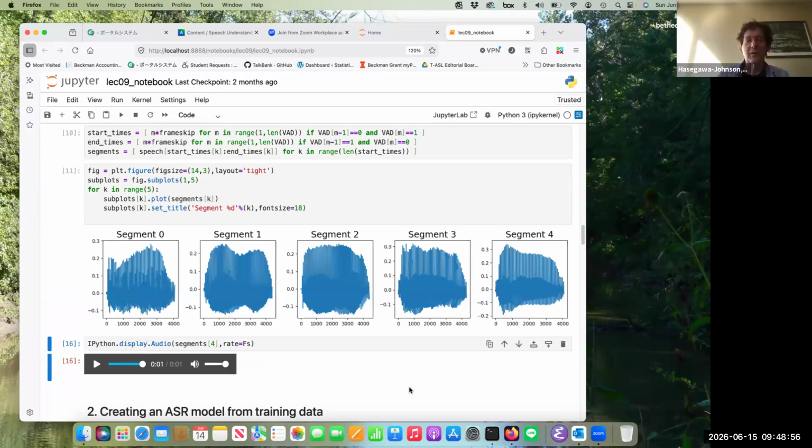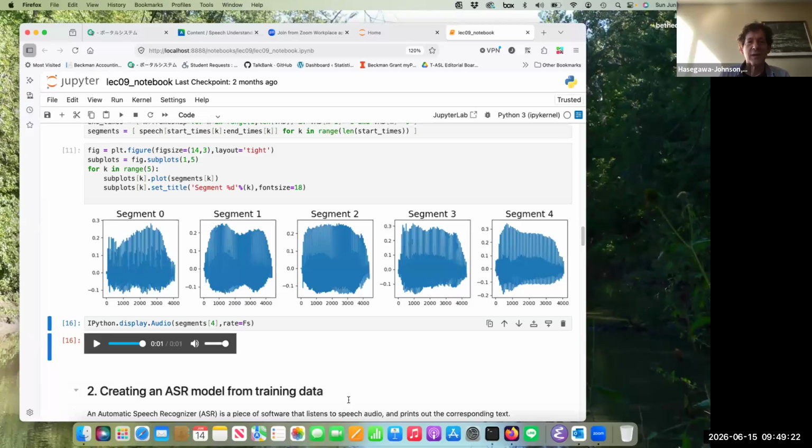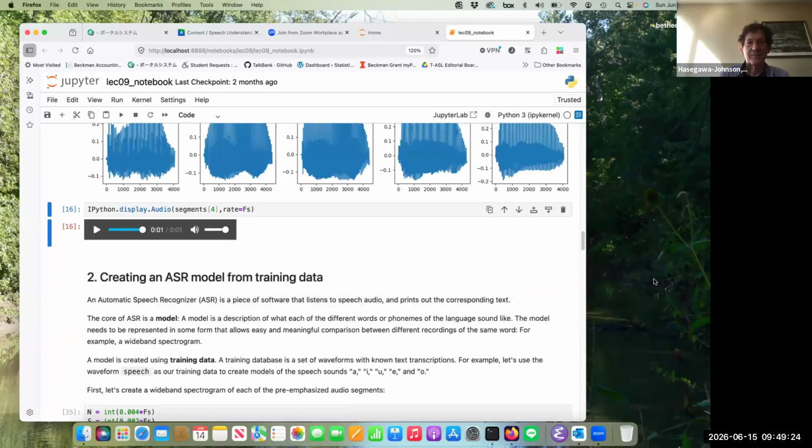Now what we're going to do is create a speaker-dependent automatic speech recognizer. We want to create a model that will recognize any one of those 5 vowels if it's said the way that I say it. And the way that we'll do that is we'll create an average spectrogram for each of those 5 segments. We'll create a spectrogram, and then we'll average along the time axis in order to create a Fourier transform that represents the average magnitude Fourier transform of each one of those 5 segments.